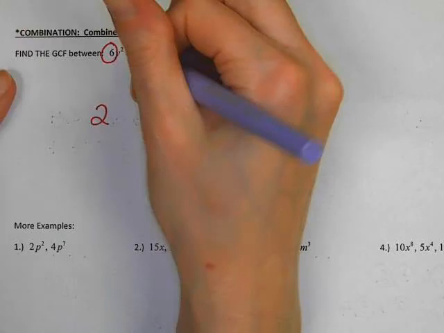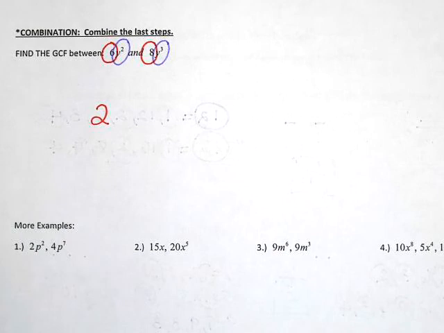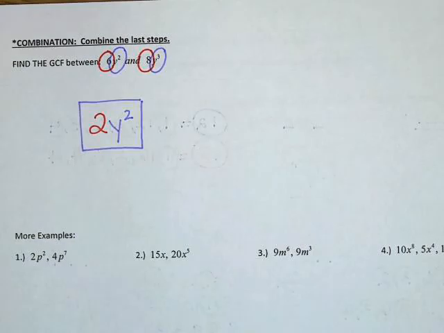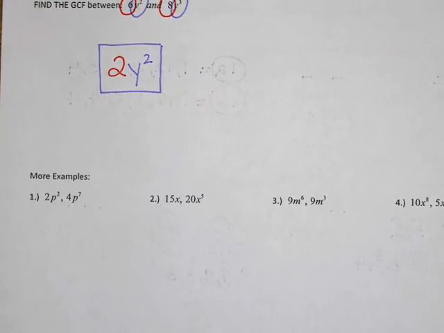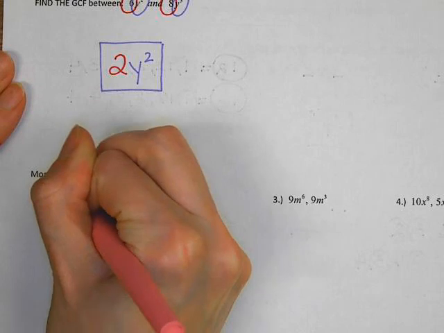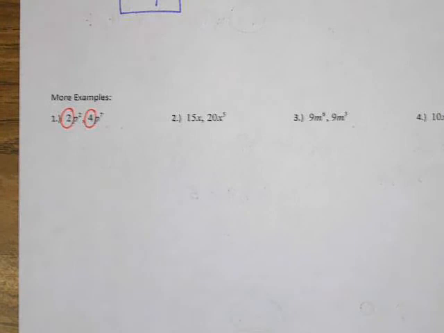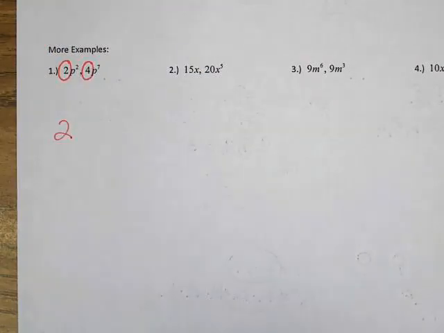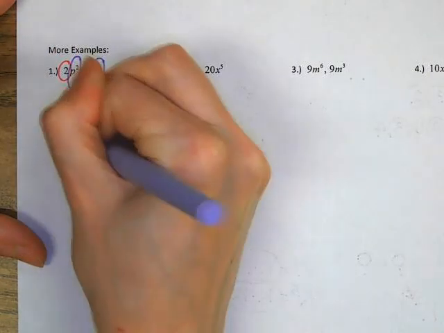And then we do the power. If it's y squared and y to the 3rd, remember it's always the smaller one, so y squared. That is the GCF. 2y squared. All right, let's try some more. So number 1 here, what is the GCF of 2 and 4? What's the biggest number that they both divide by evenly? It ends up being 2. And then for the variables, it's the smaller power, p squared and p to the 7th, so it's p squared.